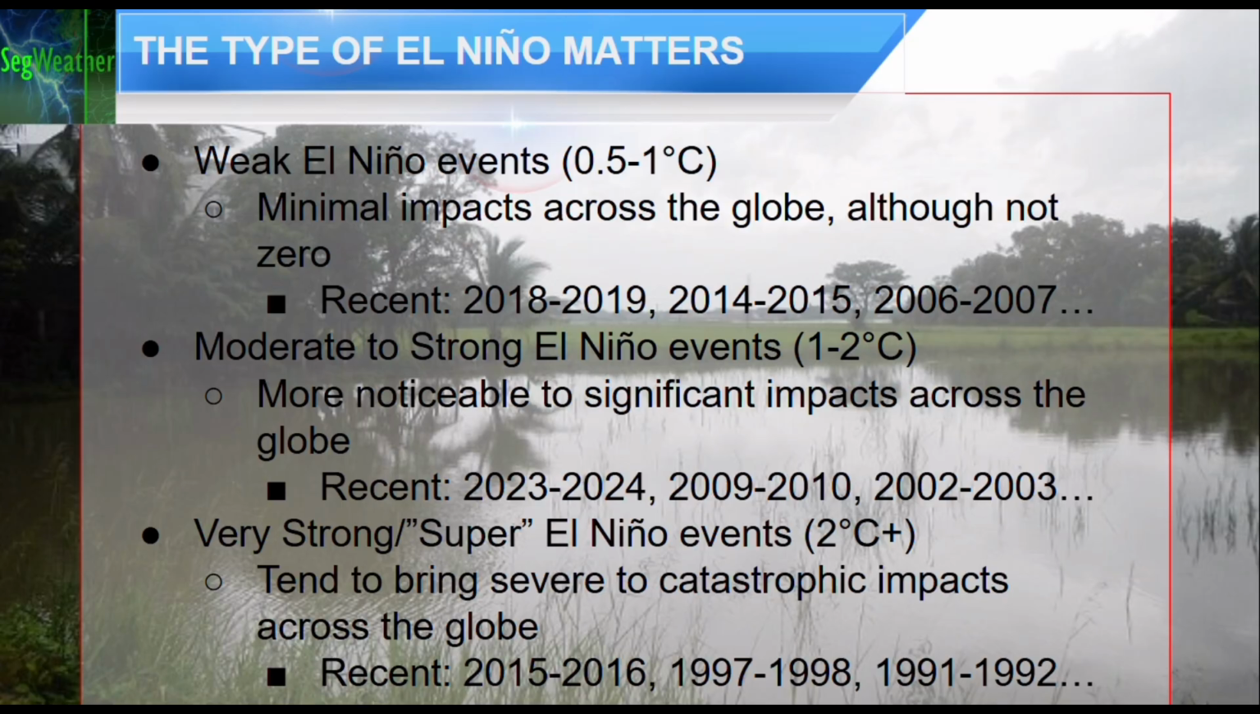And then moving up the threshold, moderate to strong El Nino events. These are usually 1 to 2 degrees Celsius above the ocean average around the equator. This leads to more noticeable and significant impacts across the globe. Our most recent one occurred in 2023 to 2024. You may remember that one, as if you do remember how the winter was in the U.S., it was a pretty warm winter, mainly if you're in the northern tier of the nation, but the southern part of the nation was pretty wet. But we'll speak more about what the map looks like with El Nino later.